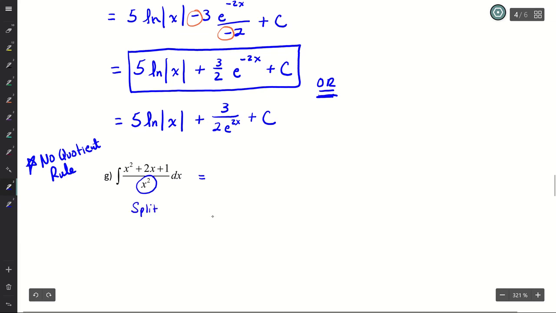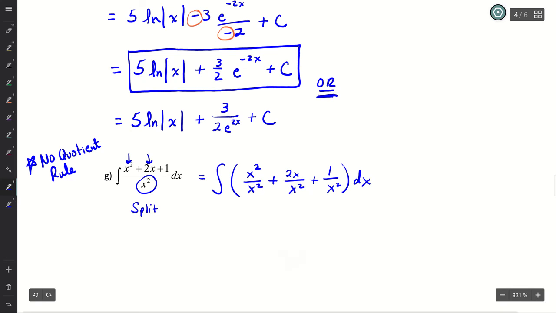So we're going to say it's the integral of, and then I'm going to use parentheses here because we're going to have multiple pieces now. The first term here, you have x squared over the x squared you have on the bottom. And then keep the sign that's next, it's plus, and then take the next term in the top, 2x over x squared. And then take the next sign you have, that's plus 1 over x squared, and then dx.